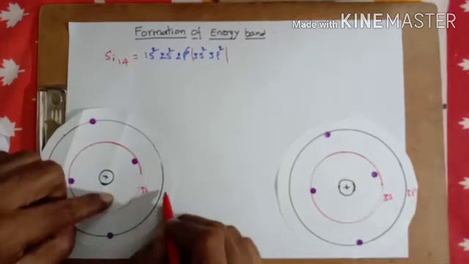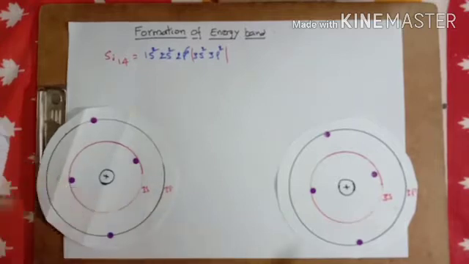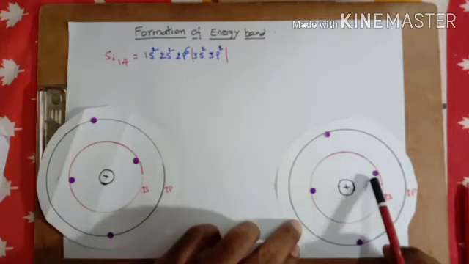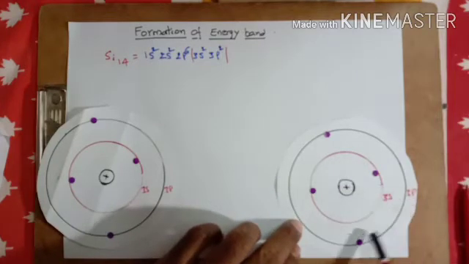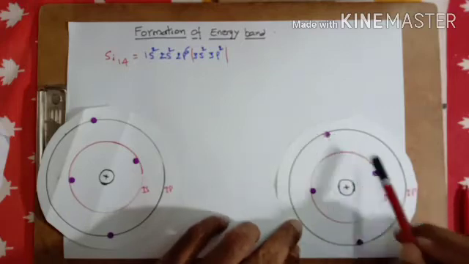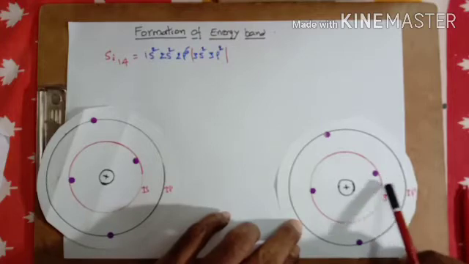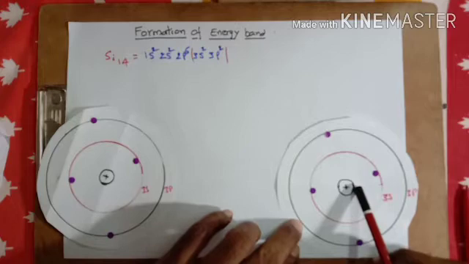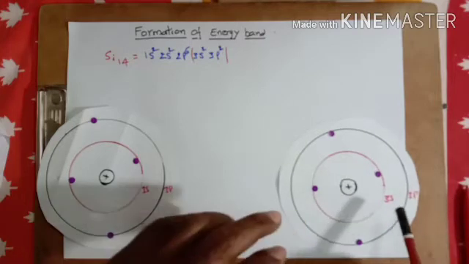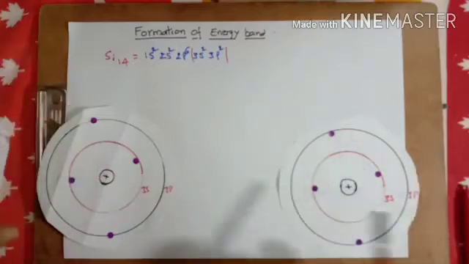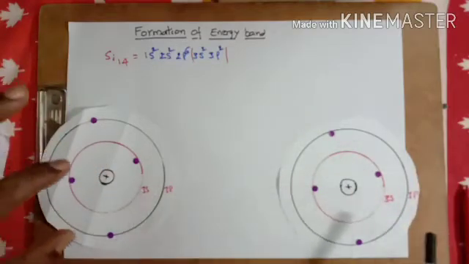This is 3s, 3p. Alright, so there are two electrons in the 3s shell, and the 3p orbital has slightly higher energy than the s shell. Higher energy means it is slightly far from the nucleus. So I just took the Bohr model of this. Of course, the p orbital will have a dumbbell shape and all those things. To simplify, I've just drawn it like this.